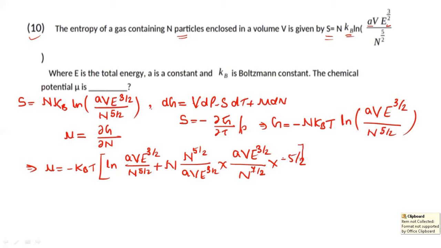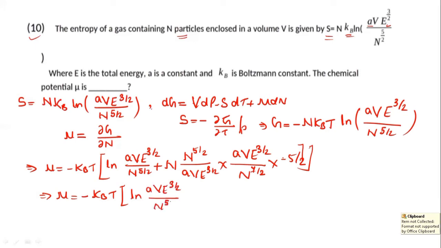So finally you will have mu is equal to minus KBT as it is, this ln Av, the first term will be as it is. There will be changes only in the second term. If you see, this is N to the power 1 and N to the power 5 by 2, total it is N to the power 7 by 2. So it will cancel this, and this constant term will completely cancel this constant term. So in the second term, you will have only 5 by 2 left.